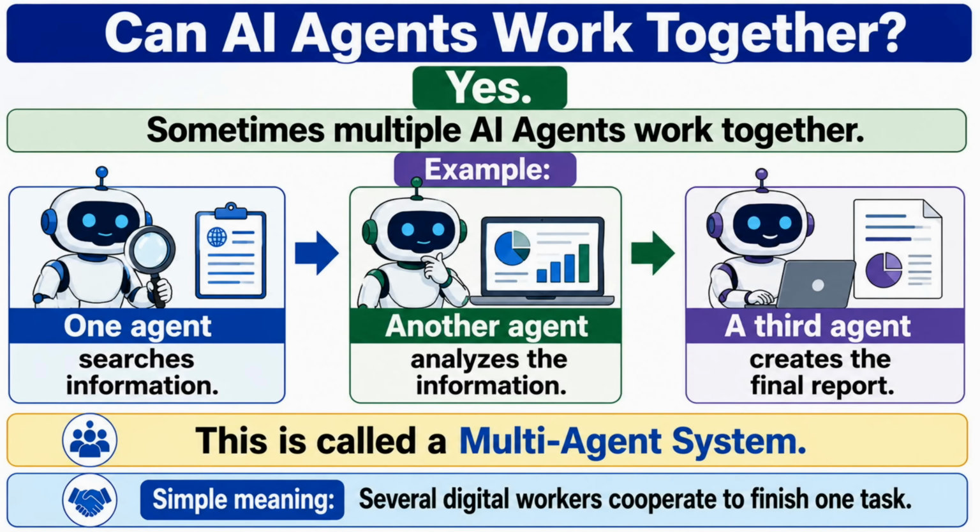Can AI agents work together? The answer is yes. Sometimes multiple AI agents work together. For example, one agent searches information. Another agent analyzes the information. The third agent creates the final report. This is called a multi-agent system. Simple meaning: several digital workers cooperate to finish one task.